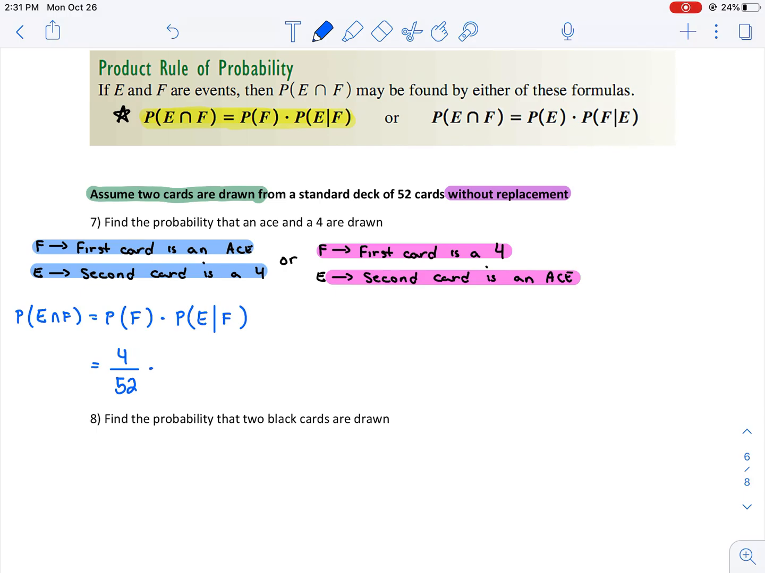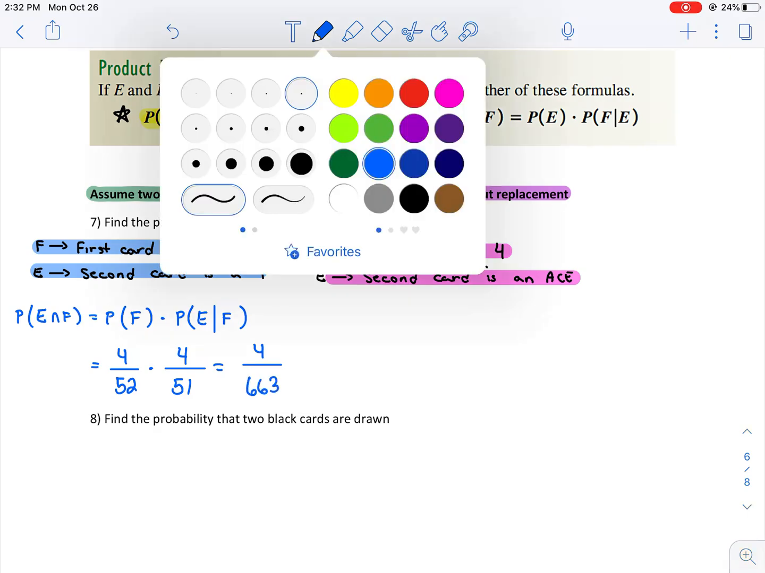Now we want to select the 4, given the ace has already been selected and not replaced. So in this case, we have 1 less card in the deck, so that will be 51. And there are 4 4s in the deck, so that will be 4. And after we reduce the fraction, we're left with 4 divided by 663.